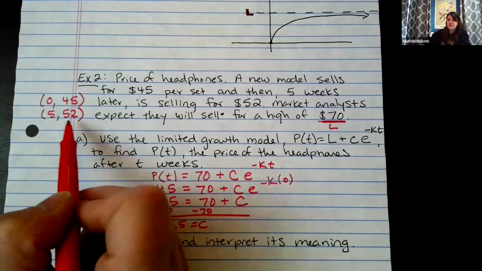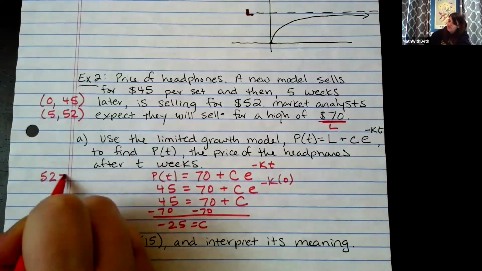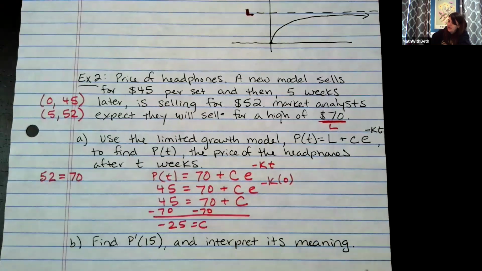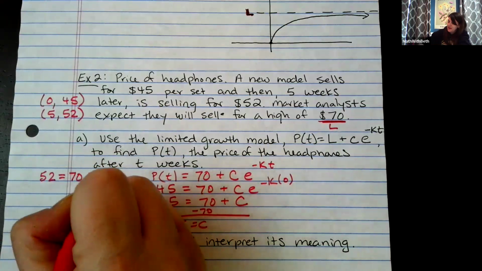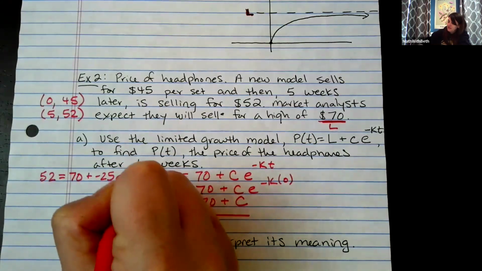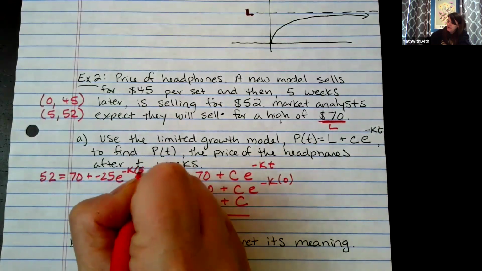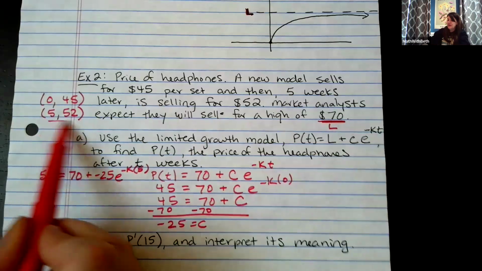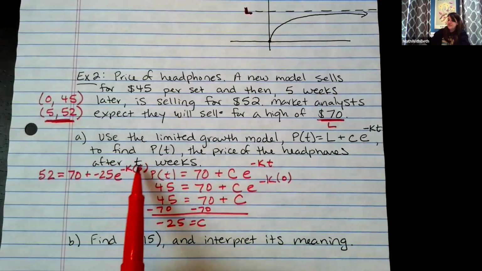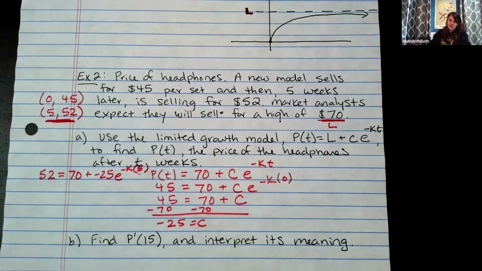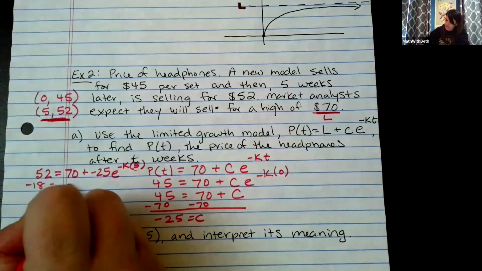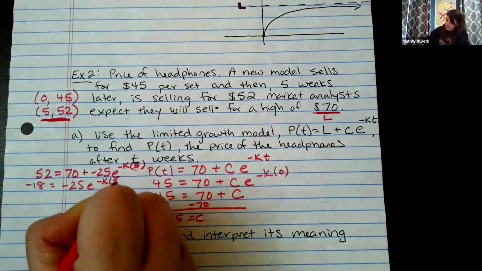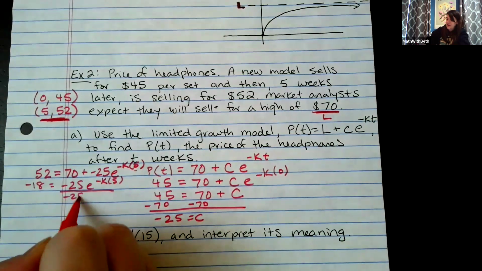So now I have C, but I still don't have the K. So now I'm going to use the other piece of information and plug 52 in. The 70 will still be the L. We now know the C is negative 25. E to the negative K, and T in this case is 5. So I went back again, plugged in the C I just found, and now I'm using the other piece of information to plug 5 in here and 52 in here. So the first thing I can do is subtract the 70 again. So that will give me negative 18. And so now we're here. Now I'm going to divide by that negative 25.